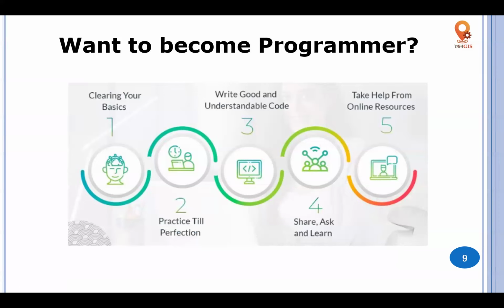The next thing is, we are all here because we all want to become a programmer. So how can we become a programmer? First thing is clearing your basics. Clearing your basics means every day I am going to show you something in Python or ArcPy, and at the same time I will give you practice questions. So you have to do the practice. This is the second step.